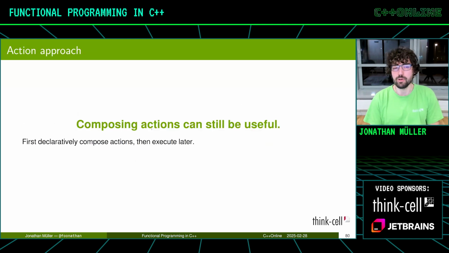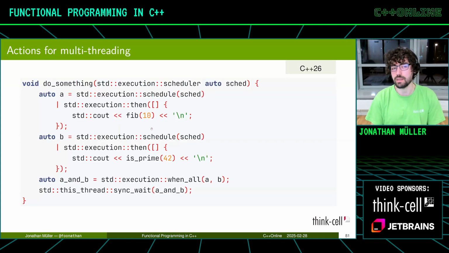And even outside of I/O, this general approach of composing actions in a very declarative way and then executing them later is incredibly useful. And it is, in fact, the entire basis of the new multi-threading library of C++26. So C++26 will have something called standard receivers, which allow us to do multi-threaded and asynchronous programming in a very convenient way. So consider this code.